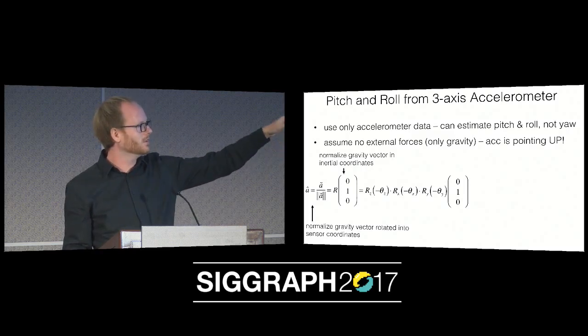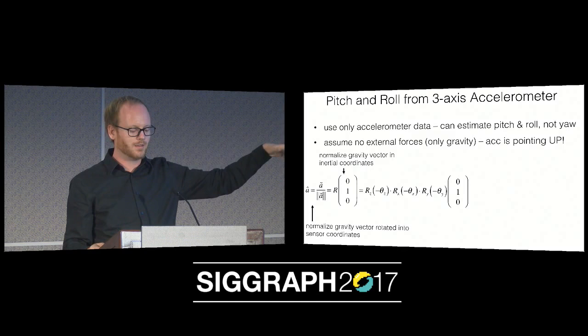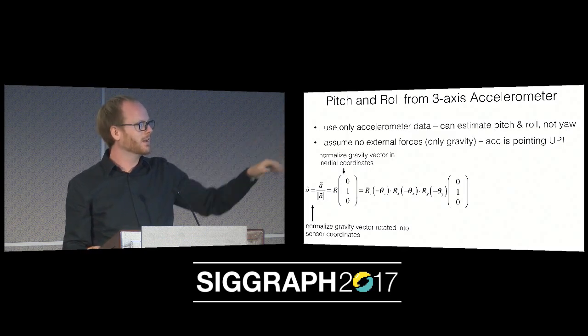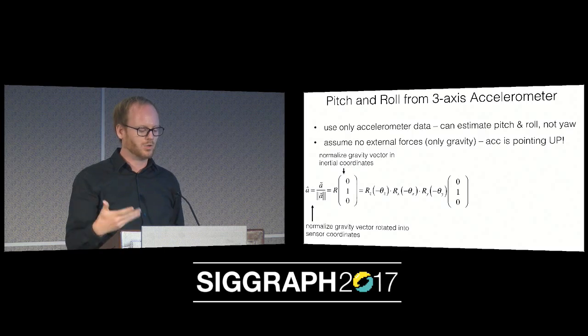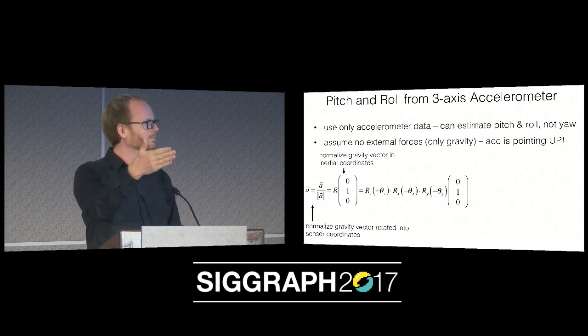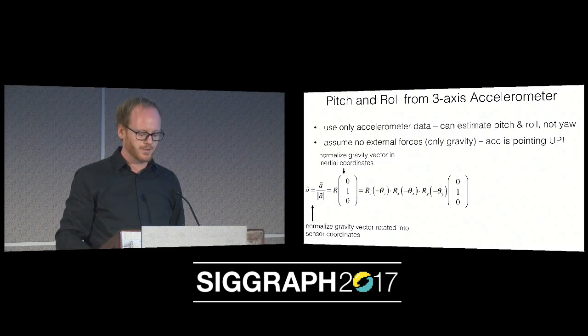So we're going to use the A tilde and normalize it by length. And the unknown angles, theta x, theta y, theta z, should be such that this up vector rotated into local device coordinate equals these measurements. We don't know the angles. That's what we're trying to figure out.